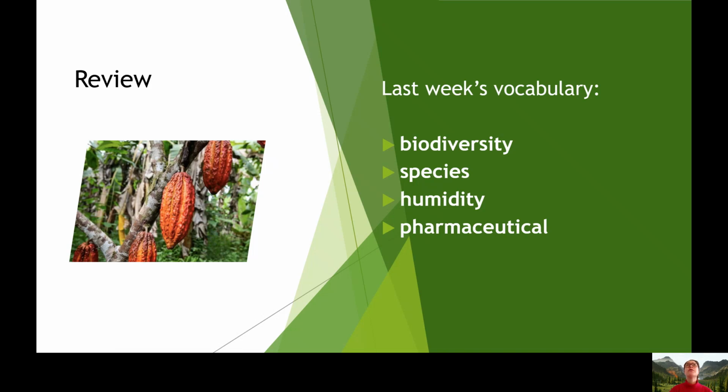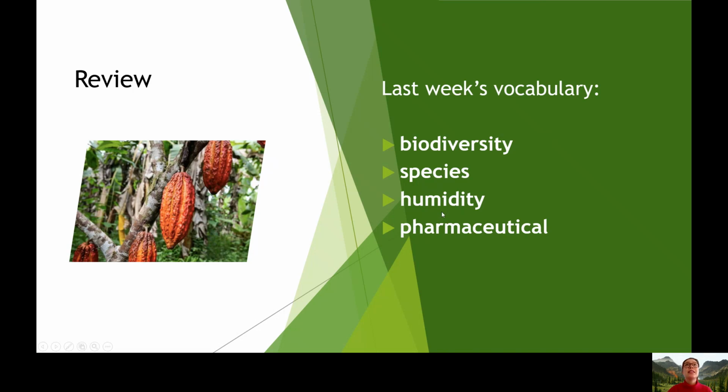Okay, let's review last week's vocabulary. Starting off with biodiversity. The Amazon rainforest has very rich biodiversity, meaning that there are many different plant and animal species in the Amazon rainforest. Species, we know, are just different types of plants and animals. So an orchid is one type of flower species, a daffodil is a different type of flower species.